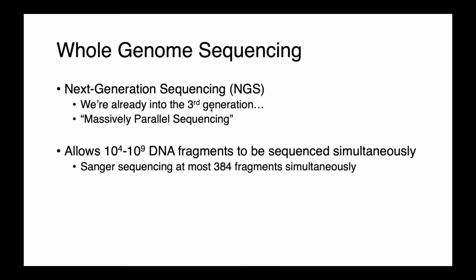So the ability to sequence many, many, many DNA fragments simultaneously, which allows us to essentially sequence the entire chromosome all at once. So just as an example, something like Illumina would allow us to sequence 10 to the 4 to 10 to the 9 DNA fragments simultaneously. So up to 1 billion. And if you consider that they can be hundreds of base pairs long each, we're looking at hundreds of billions to even trillions of base pairs worth of data in a single sequencing run. Now, this compares to Sanger sequencing, classical sequencing technology, which could handle at most about 384 fragments simultaneously, so orders of magnitude less.